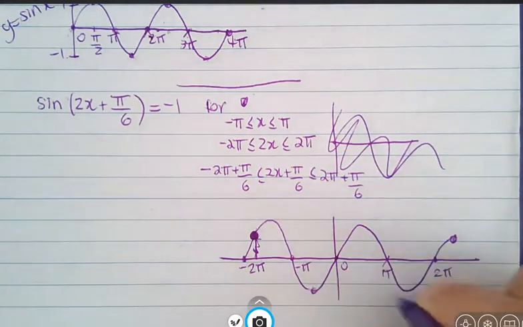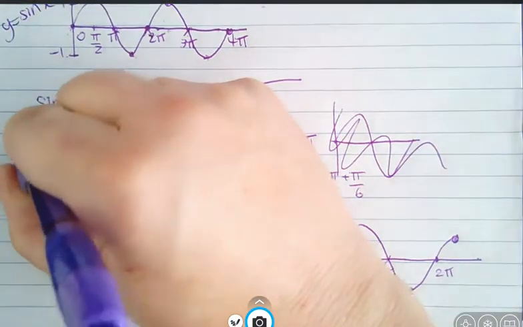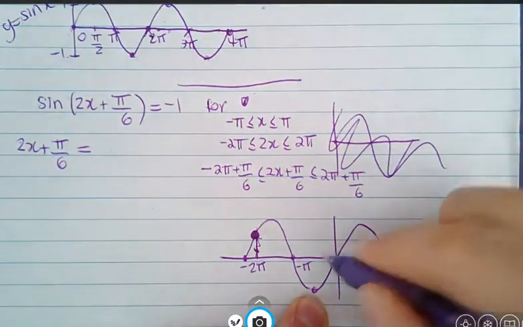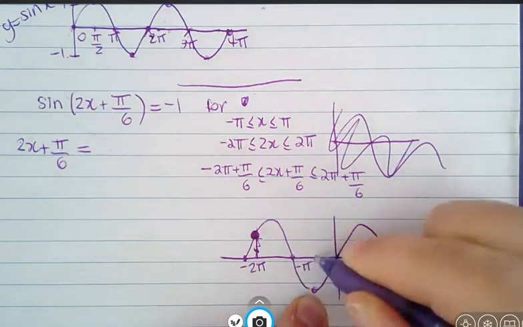Okay, so I read off my solutions. Where does it equal negative 1? Well, I've got two spots where sine of something is negative 1. So don't draw the 2x plus pi on 6 curve. Just draw the ordinary curve, okay? So I've got that 2x plus pi on 6 could equal, where is it negative 1? Well, it's halfway between 0 and negative 90, which is negative 45.